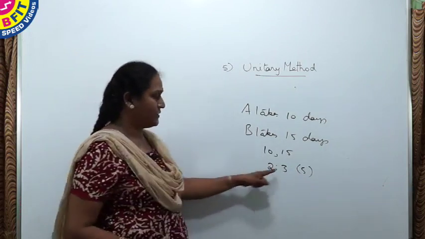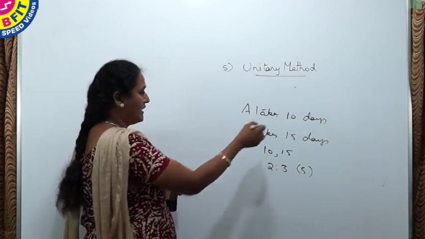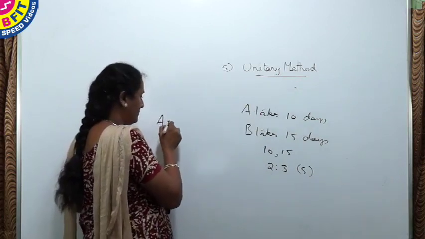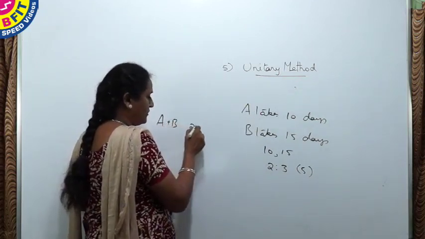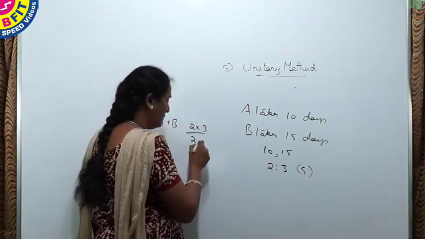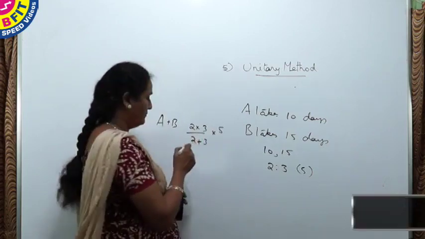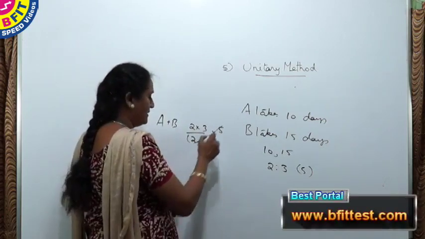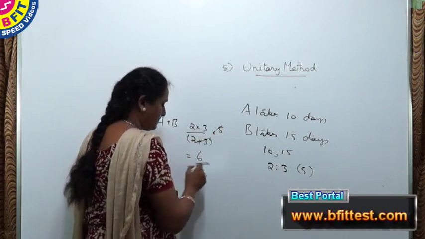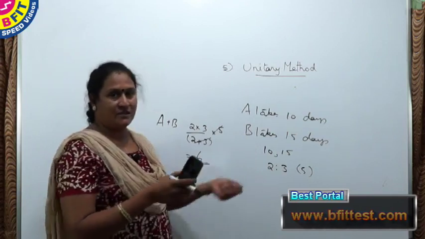So here the ratio is 2:3 and the common factor is 5. So the time taken by A and B is A into B, that is 2 into 3 by 2 plus 3, and the common factor here is 5. So now cancelling this, we get that A and B can do the given work in 6 days.